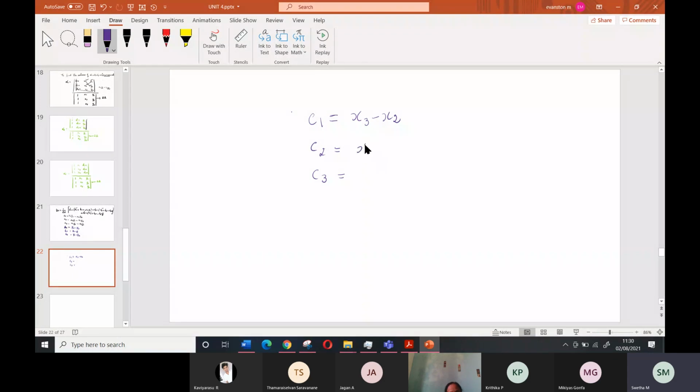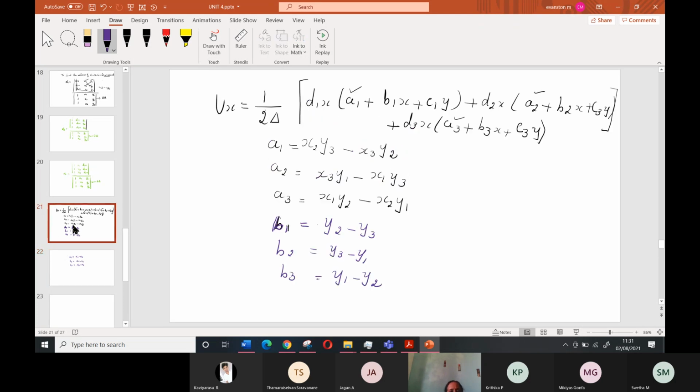C2 is X1 minus X3. C3 is X2 minus X1. So that's what I have written in this equation.